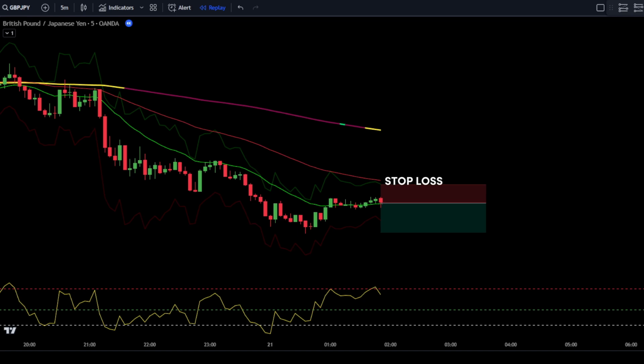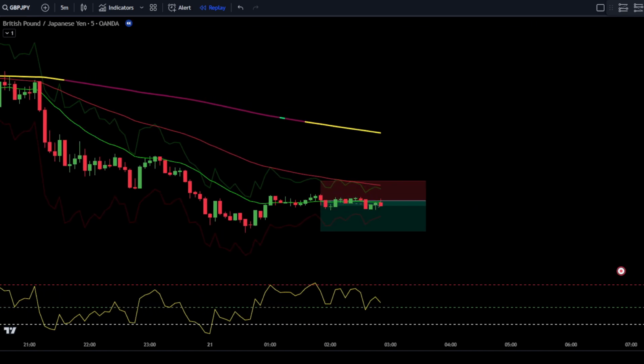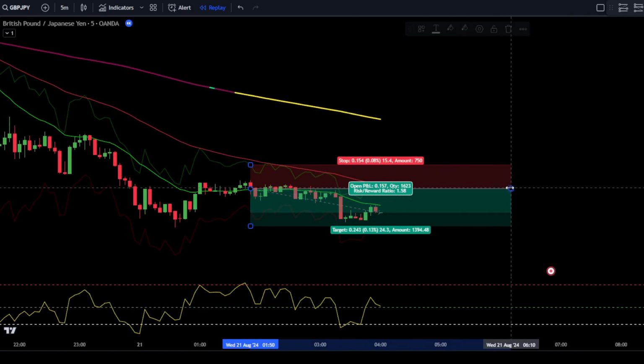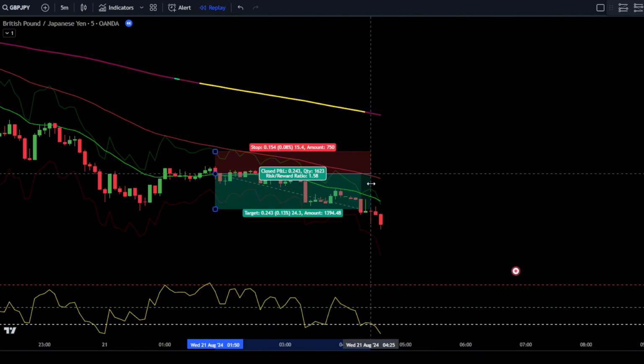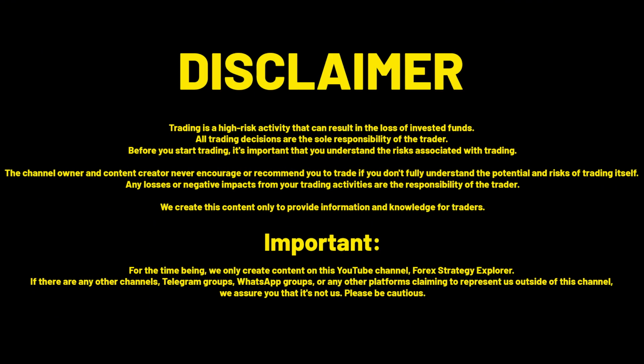Place your stop loss at the ATR line above the candlestick. Set your take profit target using a risk to reward ratio of 1 to 1.5. Always maintain your money management and trading psychology.